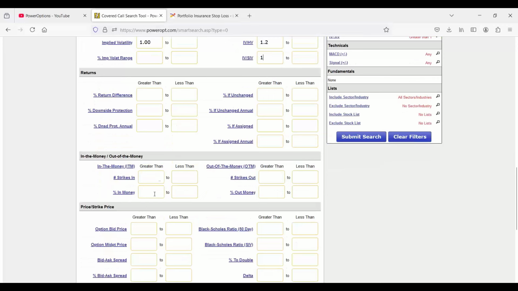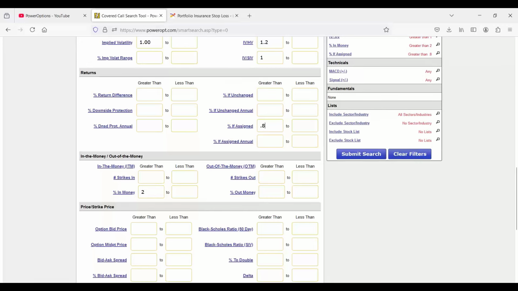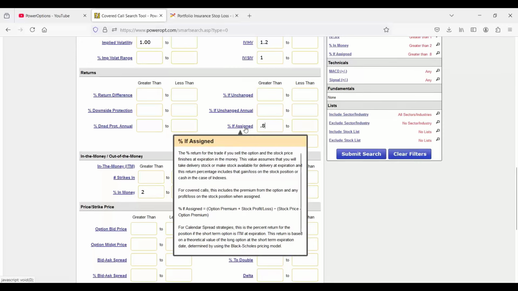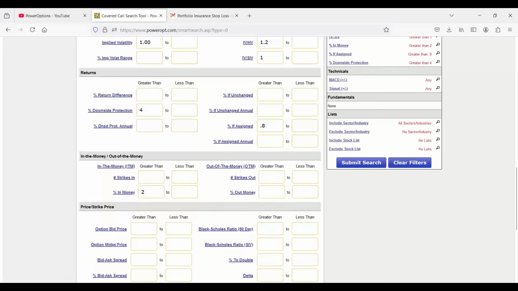Now, as I mentioned, I'm going to be a little bit safe. We're going to go about 2% in the money for next week. I'm still going to want about a 0.8% return if assigned on the covered call, meaning if the stock stays above my strike price. And I'm going to want at least a 4 or 5% downside protection. That's just the option premium divided by the stock price in our covered call trade. Of course, how far can the stock drop before I'm technically losing money on the position? So I want at least a 4% downside protection for the next week or so.